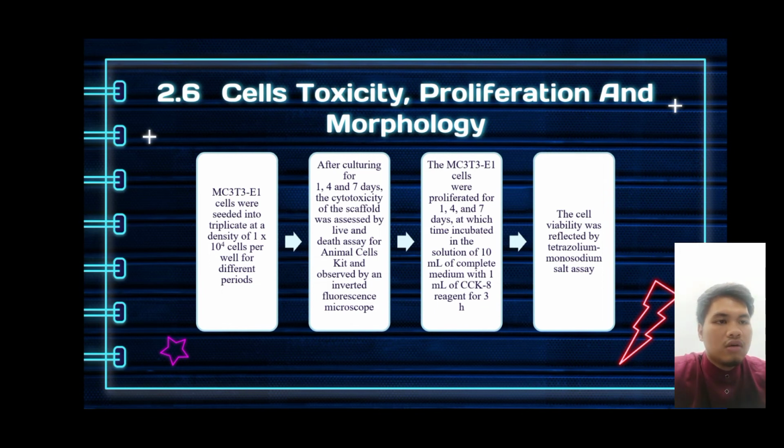Next, the MC3T3-E1 cells were proliferated for 1, 4 and 7 days, at which time they were incubated in a solution of 10 ml of complete medium with 1 ml of CCK-8 reagent for 3 hours. And last, the cell viability was reflected by the tetrazolium monosodium salt assay.